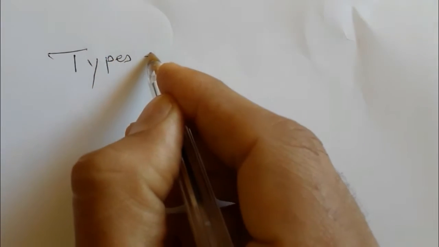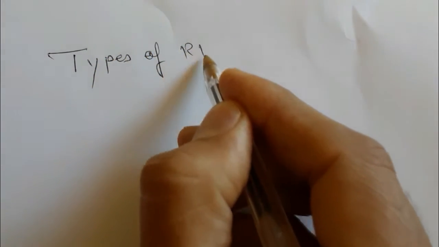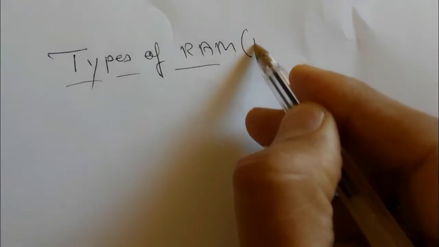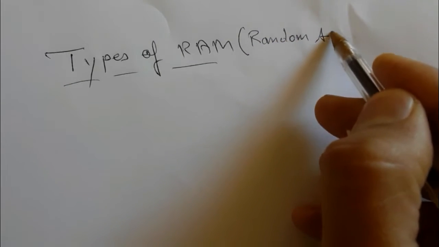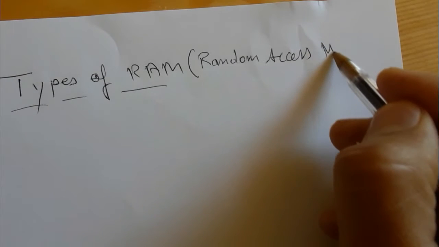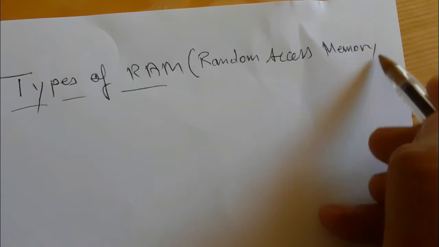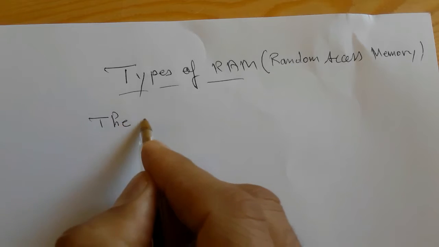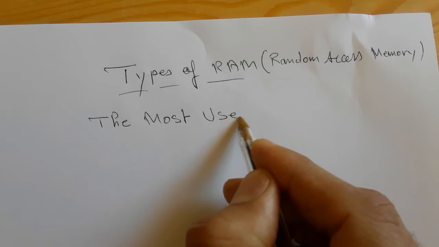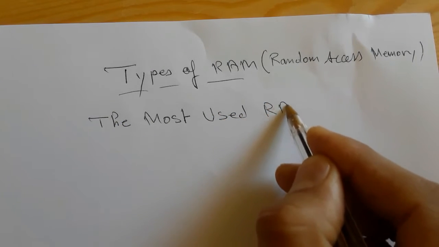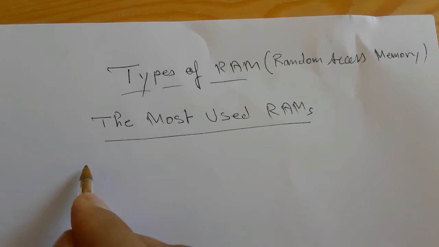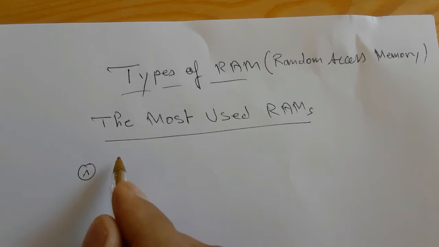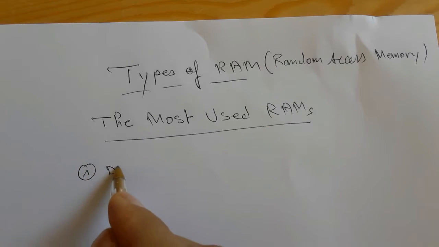Hi, so I'm going to teach you the types of RAM or random access memory, okay? And we're going to discuss the voltages of each RAM, okay? So here we have types of RAM, random access memory, okay? So we're going to see the most used memory. Exactly, we're going to see 5 types of memory. So the first is the DDR1, okay?